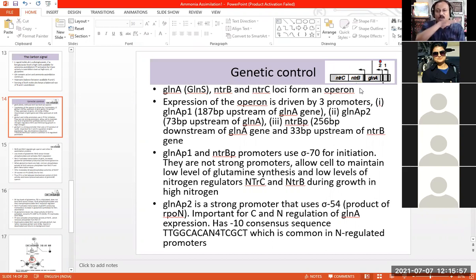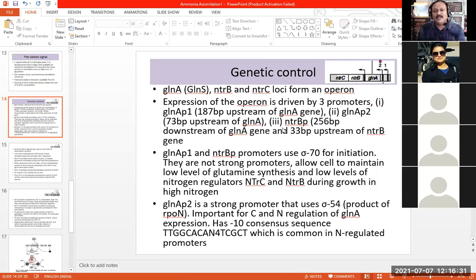Therefore, a small amount of glutamine is always made from glutamate, at a very low level. It is like when you are sleeping: your heartbeat is going on and you are breathing, but the rate of breathing is very low. In a similar way, in the normal situation in the cell, these two promoters are still working at a low level and continue to make glutamine from glutamate.